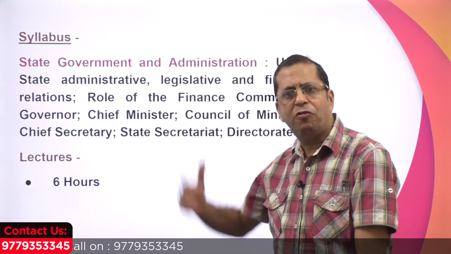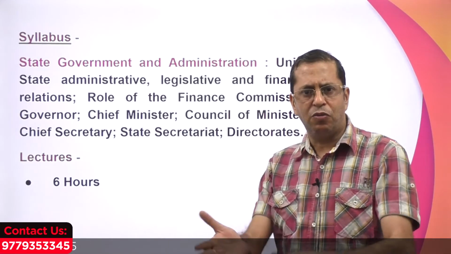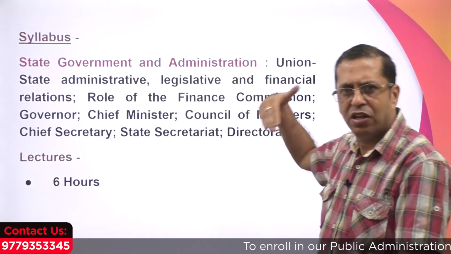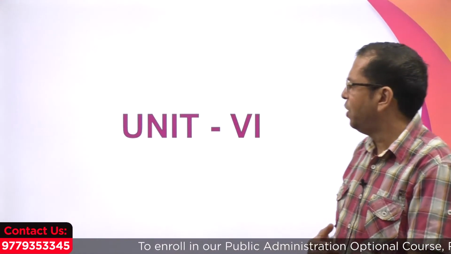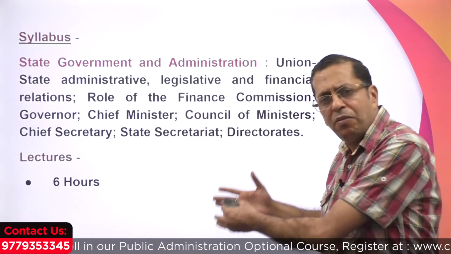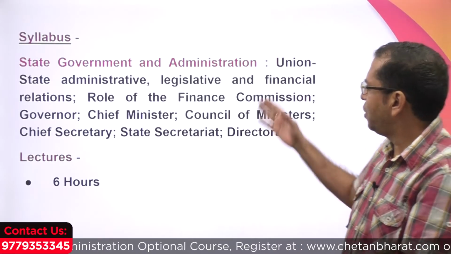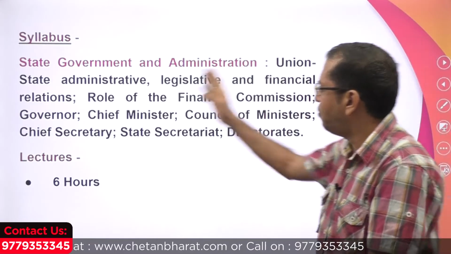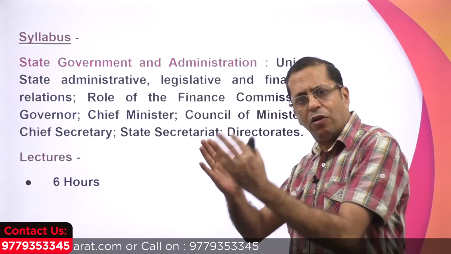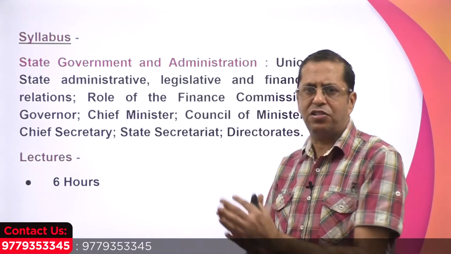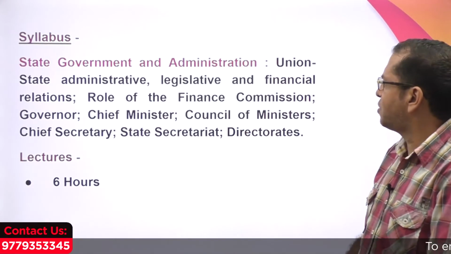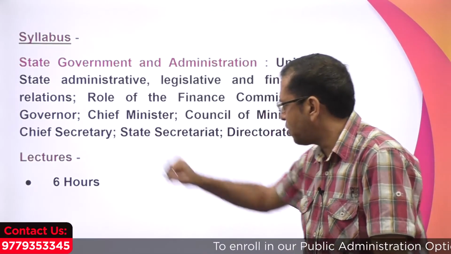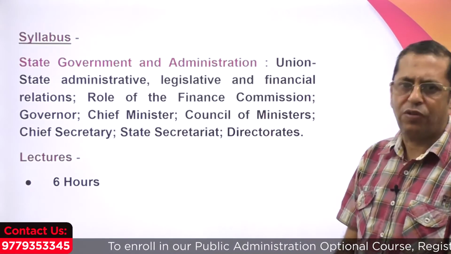So here you will find two types of executive. One is governor, another is chief minister and council of ministers. One is political executive and the other is permanent executive. So here we will study about the union and state administrative, legislative and financial relations. Naturally, we will also study about the center and state relationship and the role of the finance commission, governor, chief minister, council of ministers, chief secretary, state secretariat, directorates.